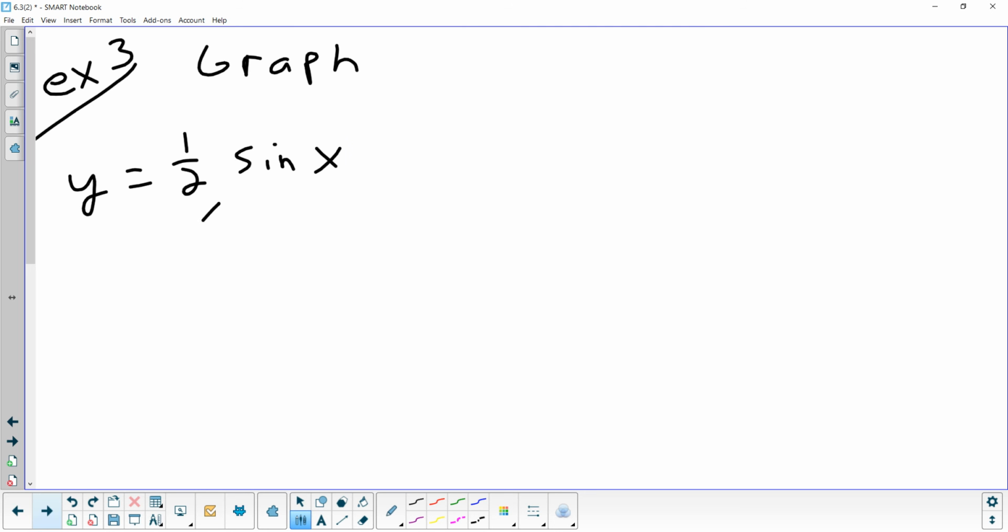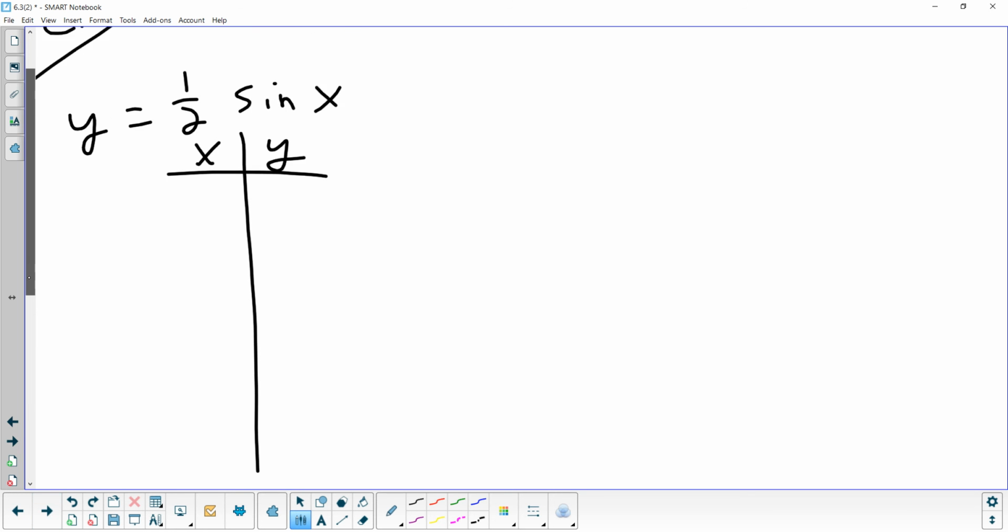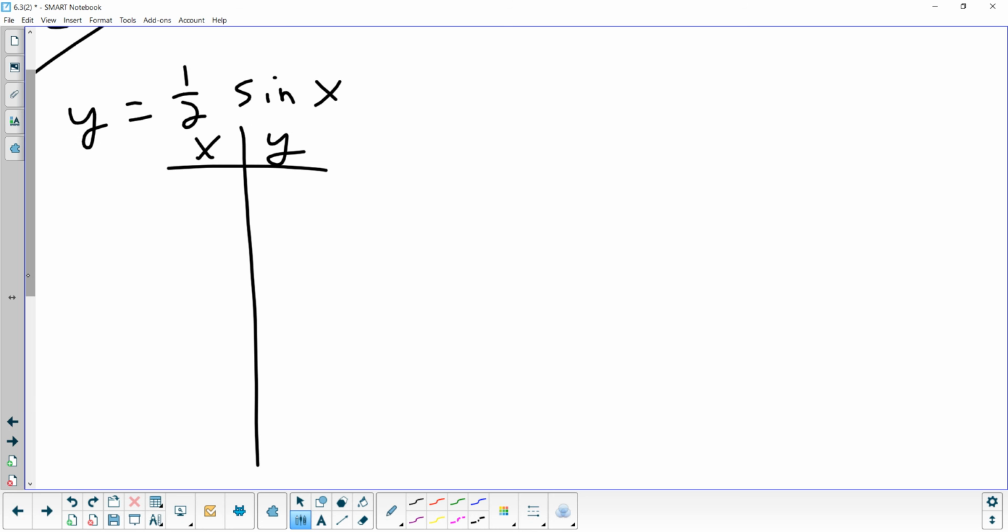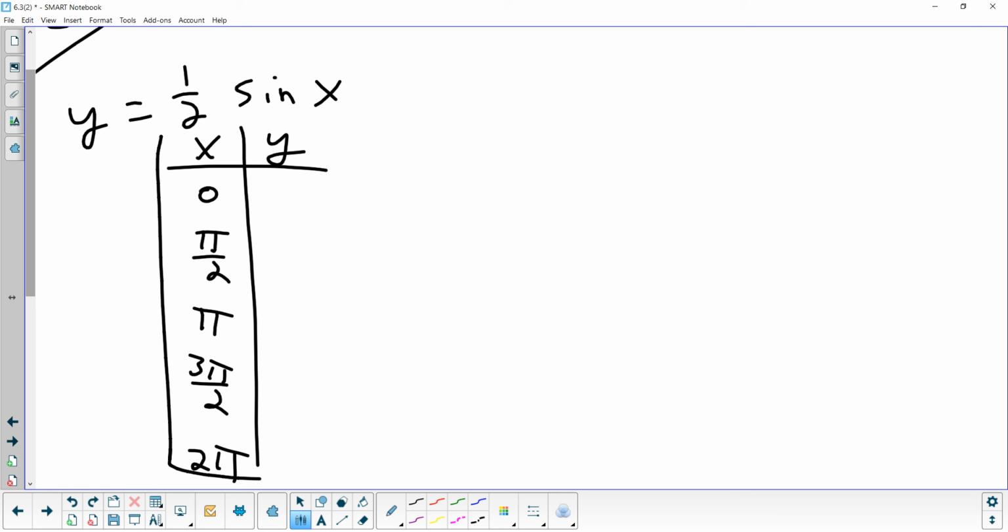All right, so let's make our table. Tyler, what column here is going to stay the same? The X's. When we're stretching vertically, nothing's happening to the X column. So Bailey, what are my X's for sine? 0, pi over 2, pi, 3 pi over 2, 2 pi. Okay, so we got our X's.